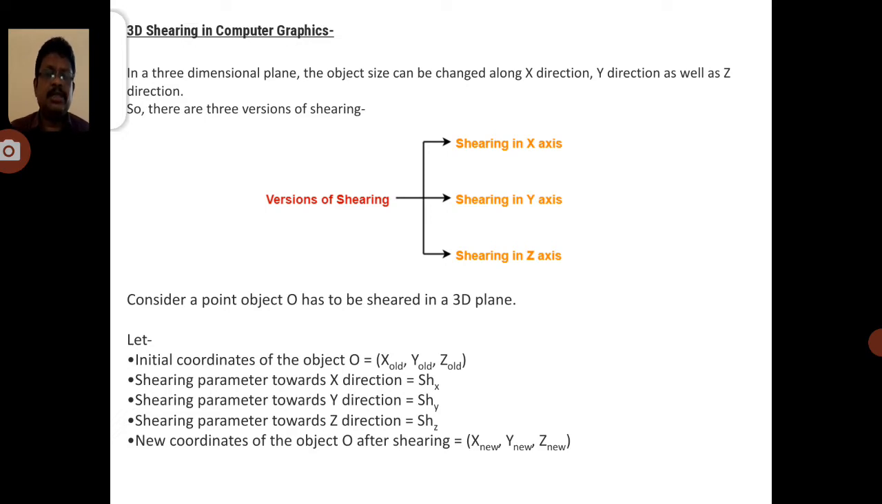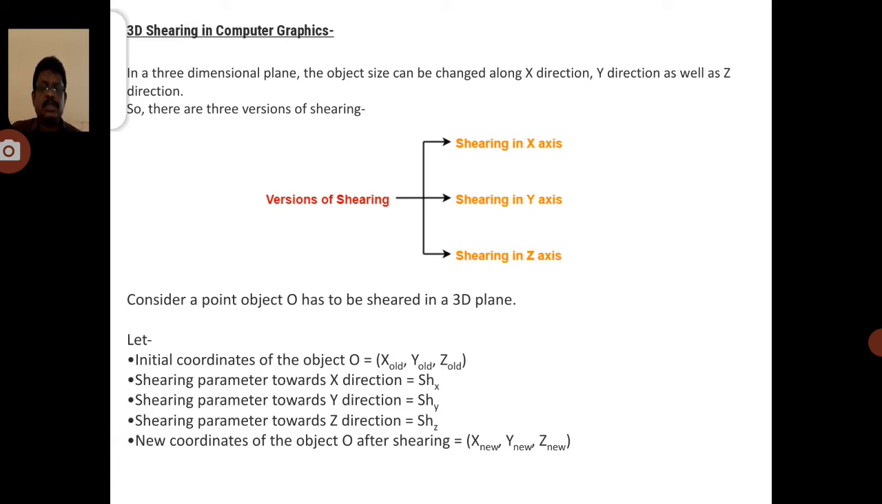But here in the shearing concept, it will change the size of the object, particularly in the x axis, the y axis and the z axis, those three are different. So not an equal direction and not equal to the size of the object. Shearing is the concept to change the size of the object, so the unrelated portion is separated for that particular given object in computer graphics.